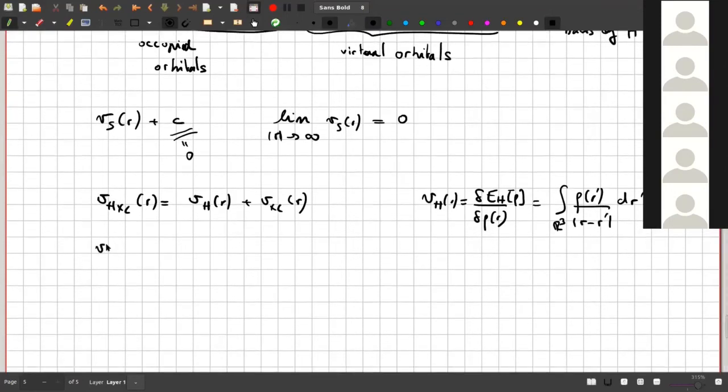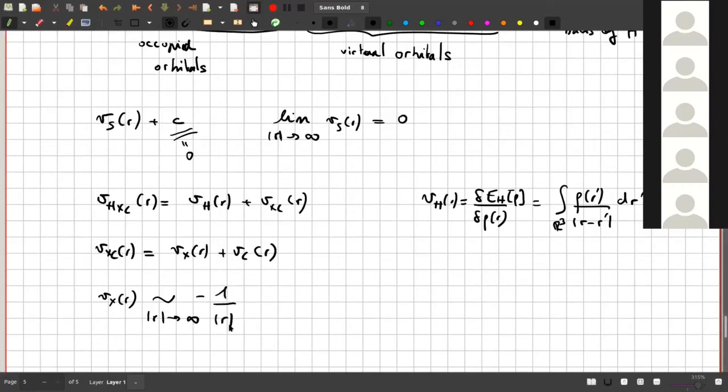And again, the exchange correlation potential can be separated into an exchange part and a correlation part. An important property of the exchange potential is that it decays like 1 over r at infinity. So when r goes to infinity, it decays like -1 over r. Okay, so it's sort of a long-range potential, whereas the correlation potential decays much faster. And in particular, this property of the exchange potential is sometimes difficult to have in approximations.